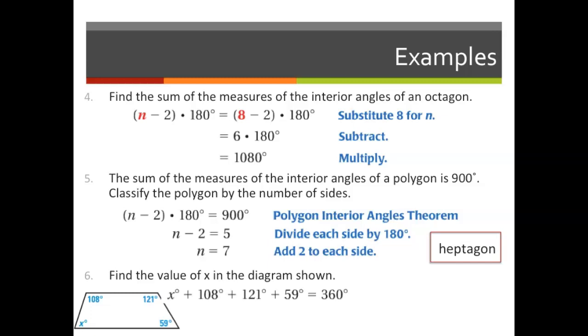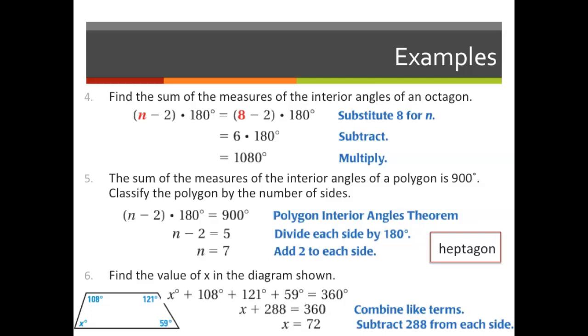So x plus 108 plus 121 plus 59 equals 360 degrees. We have x plus 288 equals 360. Subtracting 288 from both sides, we get x is equal to 72. So the measure of angle x there is 72 degrees.